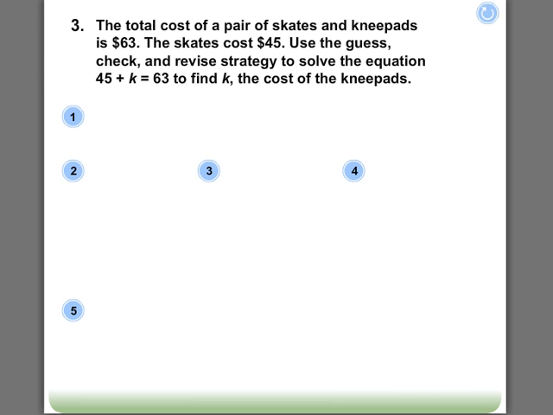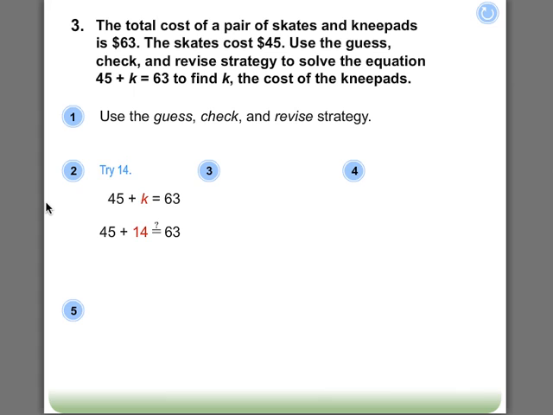Okay, now what we want you to do is this word problem. The total cost of a pair of skates and knee pads is $63. The skates cost $45. Use the guess, check, and revise strategy to solve the equation 45 plus k equals 63 to find k, the cost of the knee pads. So what do you think it's going to be? And then check it. And if you're wrong, try again. That's what guess, check, and revise means.